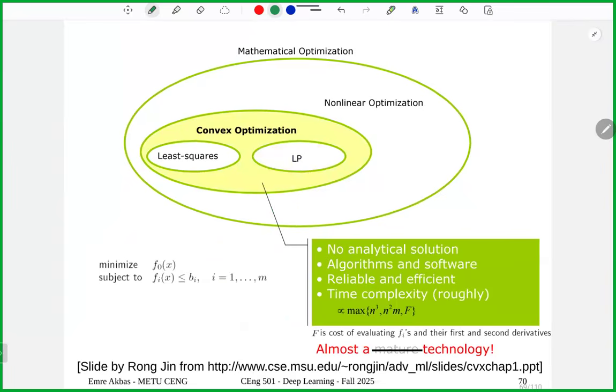A larger set is convex optimization, which is in this form. It's more general than least squares and LP. Again, there is no analytical solution, but there are algorithms and software to solve these problems, reliable and efficient. Time complexity is, of course, higher than the previous ones. This is almost a technology. So if you can convert your engineering or science problem into a convex optimization problem, then you can consider that it can be solved.